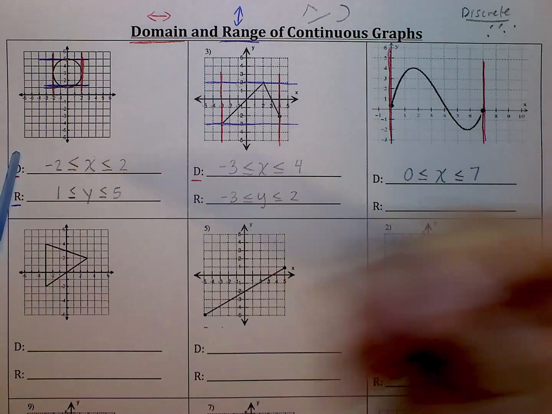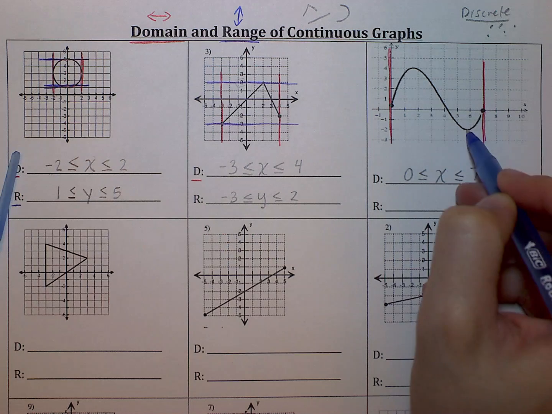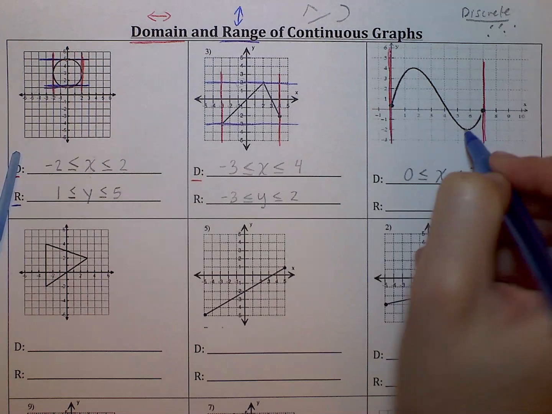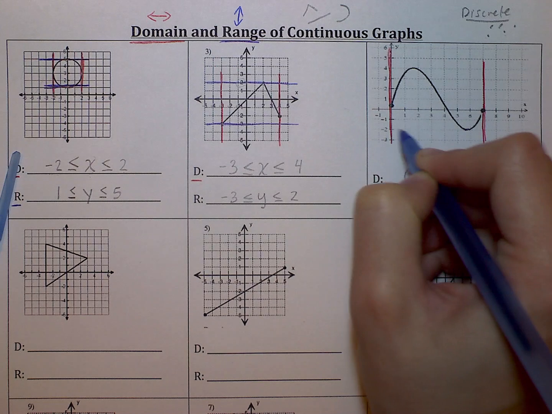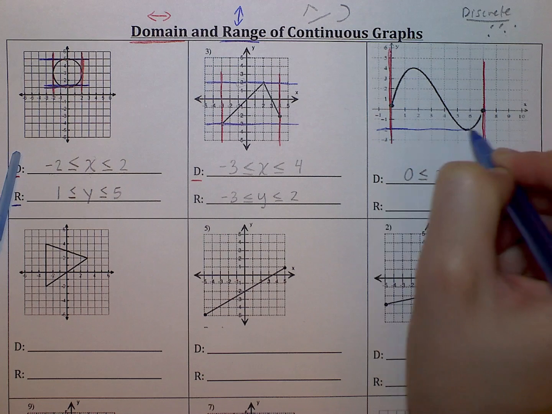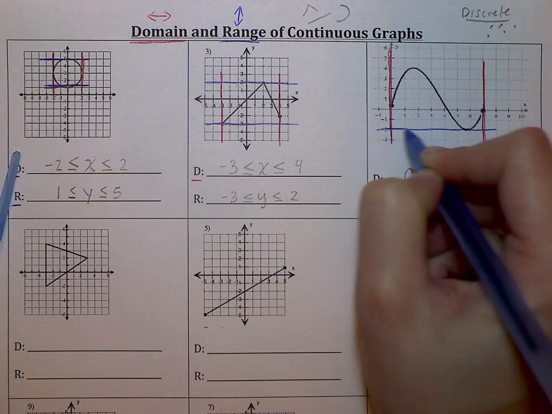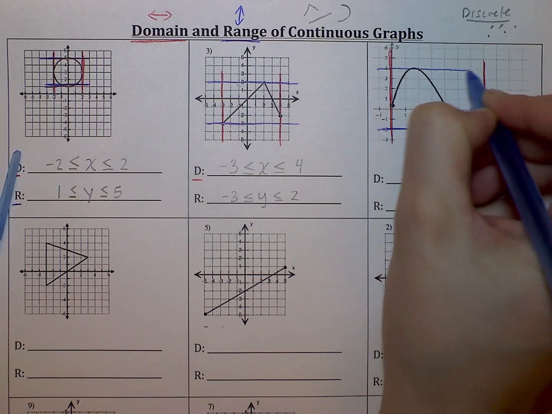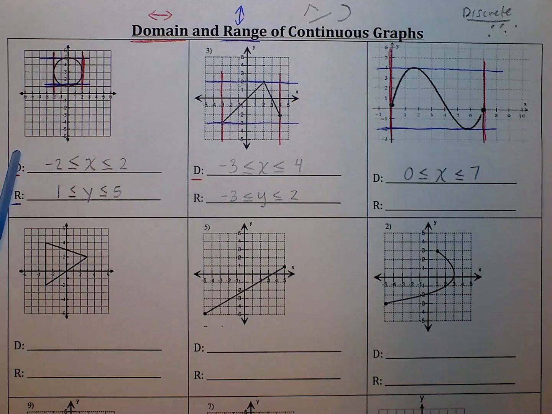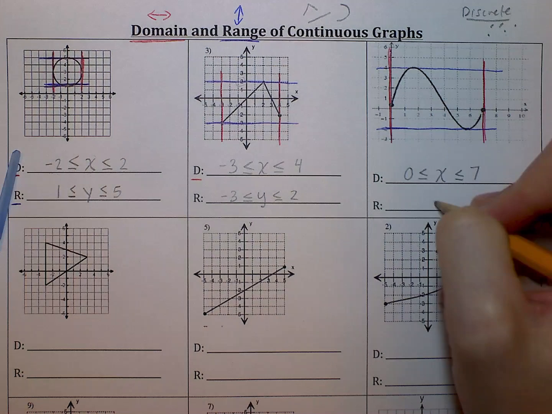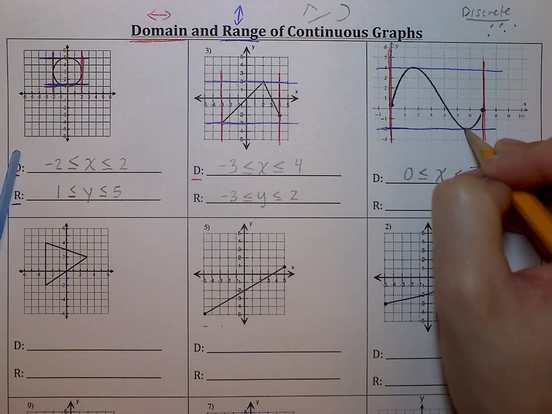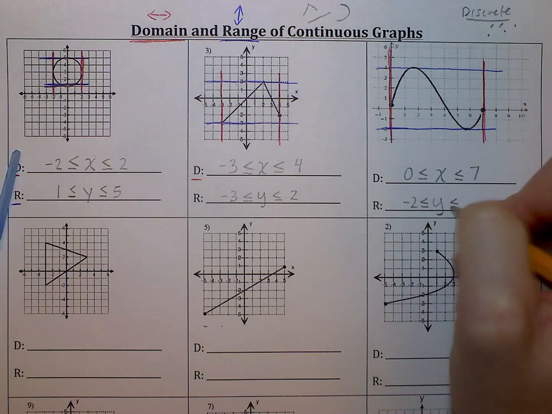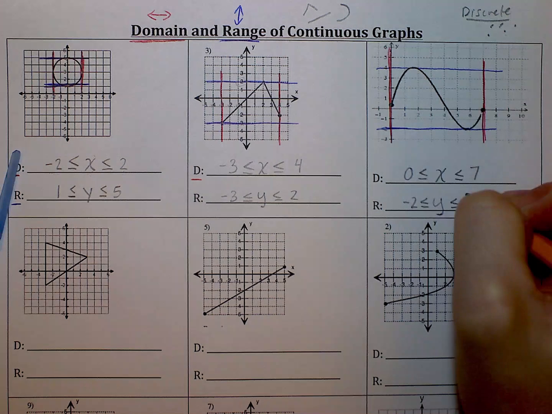Now the y values. This is a curve. Just like the circle, we just want to get the very bottom point on the graph. So that's here. So I'm going to draw that line. I'm using red and blue to sort of make a box around the graph. And my minimum y value is negative 2. And my maximum y value is 4.